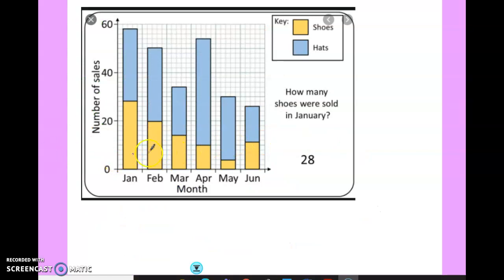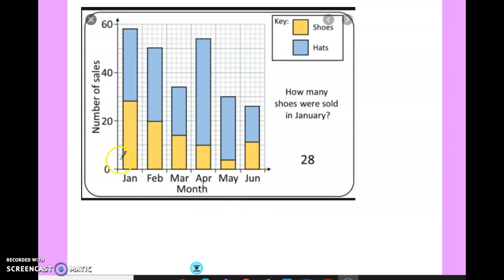I just wanted to show you one last bar graph, and it is so that we could get this key at the side. You'll see this key at the side more often than you'll see the names written in on the different parts of the bar graph. So here we've got a bar graph talking about the sales of hats and shoes in a shop and over different months. So the question that was asked here was how many shoes were sold in January.